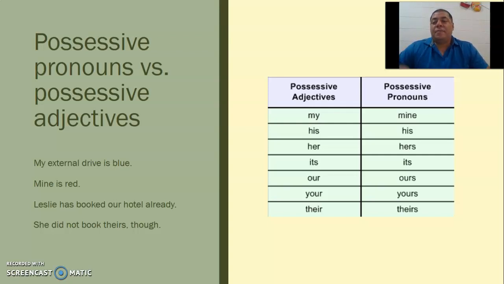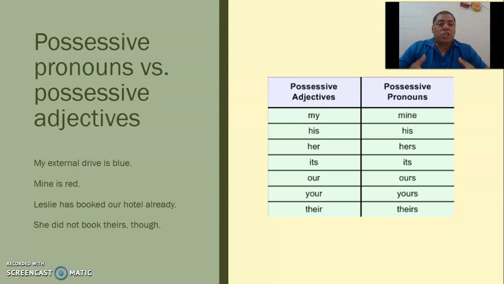Check the next example. Mine is red. Mine is a possessive pronoun. My external drive. Yes? So mine is taking the place of the external drive. My external drive is red. What is my external drive? Is the subject. So the word mine, because it is taking the place of my external drive, is also the subject. Mine is red. Mine, possessive pronoun, acting as a subject.